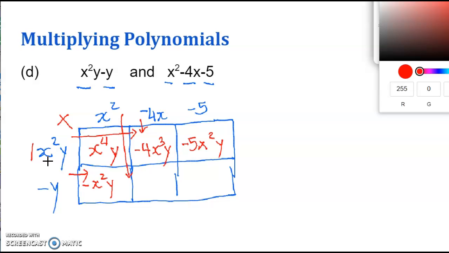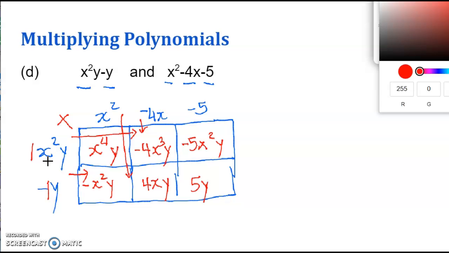What about negative 4x? There is a negative 1 right here. So negative 4 times negative 1 is positive 4. And we still have x, and we still have to multiply that by y. Then finally, negative 5 times negative 1 is positive 5. We still need to multiply y. Okay? Now let's see. Do we have any like terms that we can combine?